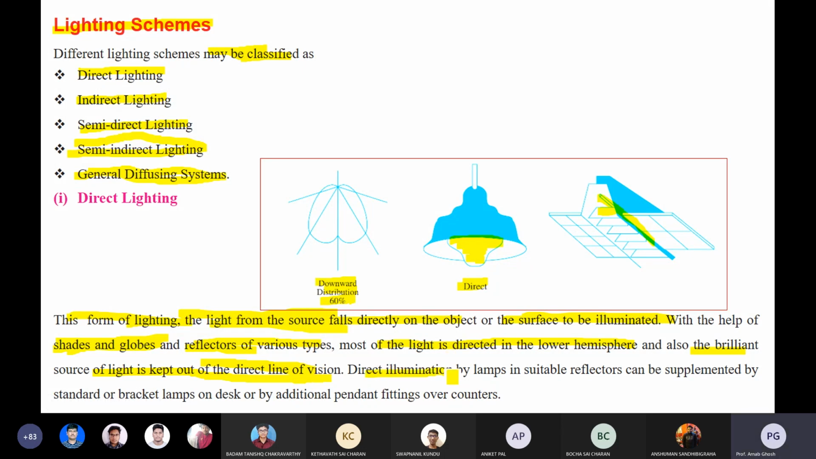Direct illumination by lamps in suitable reflectors can be supplemented by the standard or the bracket lamp on the desk, or an additional pendant fitting over the counters. For different examples, they are giving the counter. Suppose a bus counter or a railway counter, you can see some pendant mounted with huge chains and the lights. Right now most of it is not visible, but it was there only a few years back. But it's another structure.